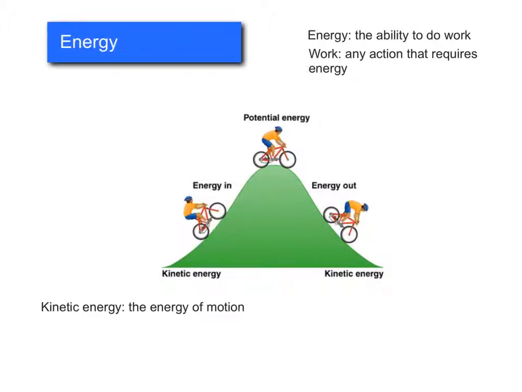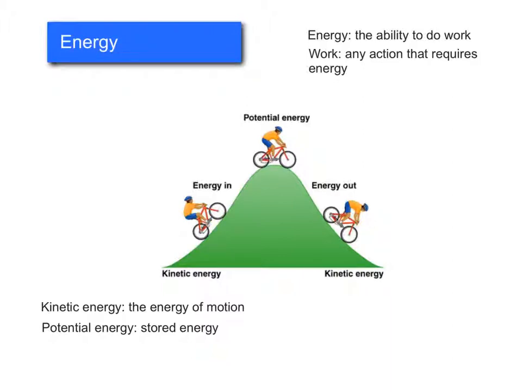So, for example, as this bike rider is going up the hill, he is putting in energy because he is moving up the hill. All right. Once he reaches the top, he can just sit there for a moment, and at that point he has potential energy. Potential energy is determined by the position of an object or by the chemical composition of an object. And potential energy is basically stored energy, all right?